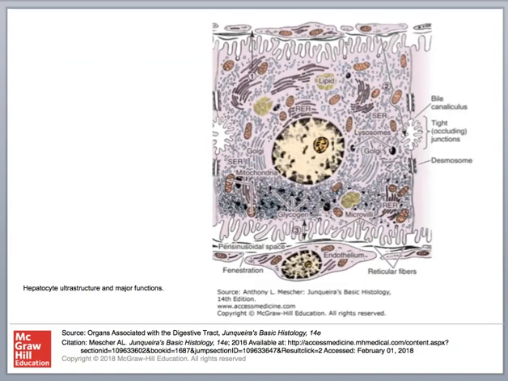And this is a drawing just summarizing what I just went through, again showing the hepatocyte ultrastructure and their major functions. The point of this is to emphasize the structure-function relationships, which are especially evident in the liver.